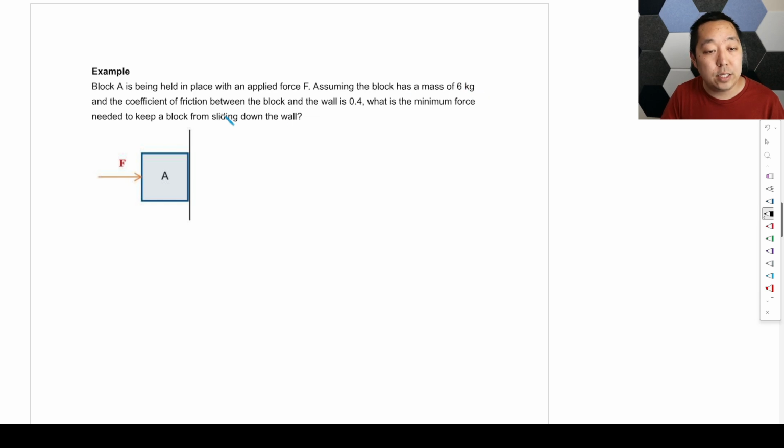Assuming the block has a mass of 6 kilograms, the coefficient of friction between the block and the wall is 0.4. What is the minimum force needed to keep the block from sliding down the wall? Right, so we're going to draw our free body diagram here. We're going to have mg. What's touching it? We have F pushing it to the right.